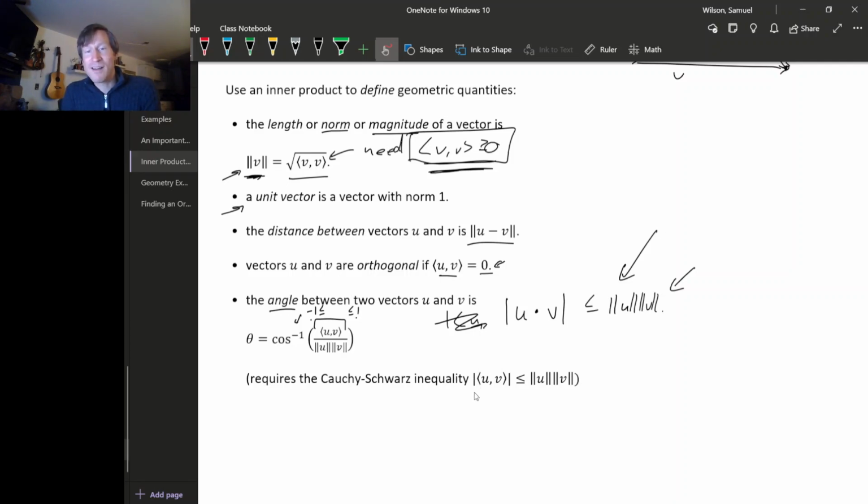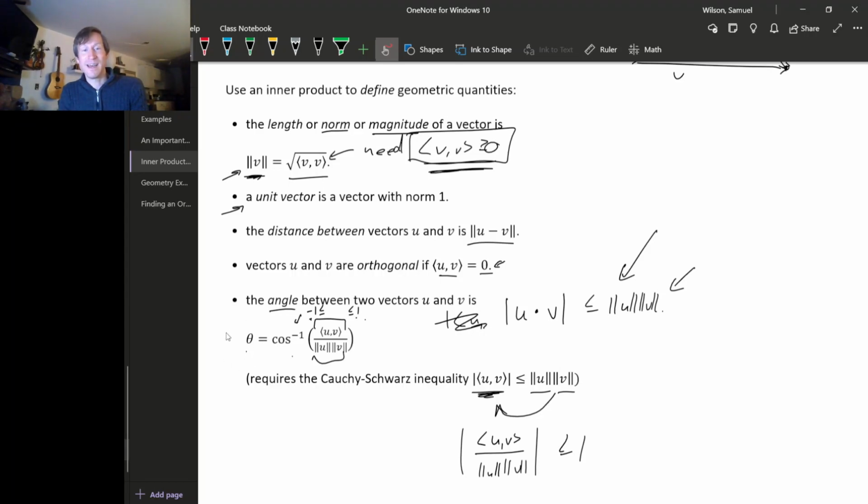So for any inner product, the absolute value of u inner product v is less than or equal to the product of their norms. If you move these over here, it says that the absolute value of u inner product v over the norm of u times the norm of v is less than or equal to 1. That means this quantity is always between -1 and 1, so it's safe to take the inverse cosine of it, and we can use this to define an angle between two vectors.